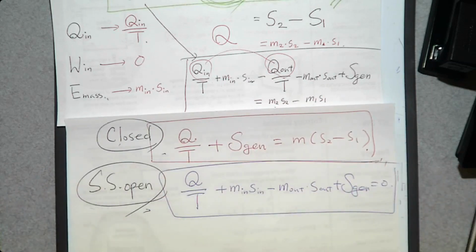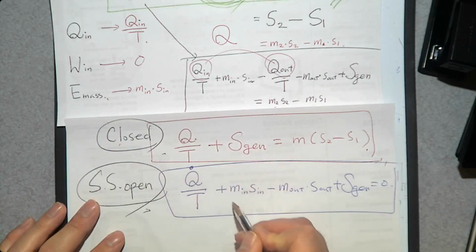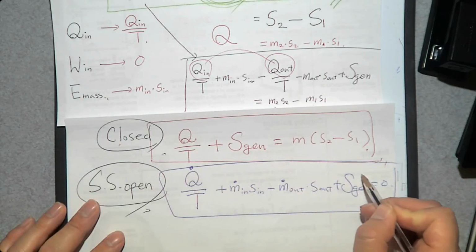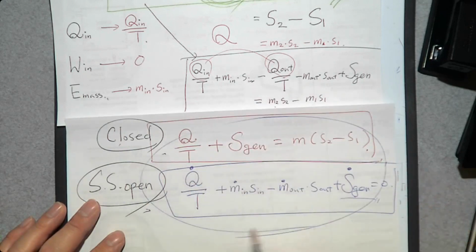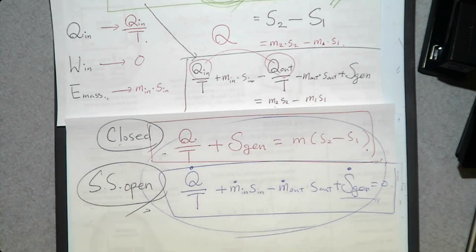Wow, that's simple. But when we have a steady state open system in chapter 4, we used the rate form of the energy balance equation. That means we add a dot on top of it, and we can do the same: Q dot, M dot, M dot, and S dot gen. So that is the rate of entropy generation. So these two equations are entropy balance equations. Next week, Tuesday, we are going to use these two equations to determine either entropy generation or the rate of entropy generation. That will be the end of chapter 6.